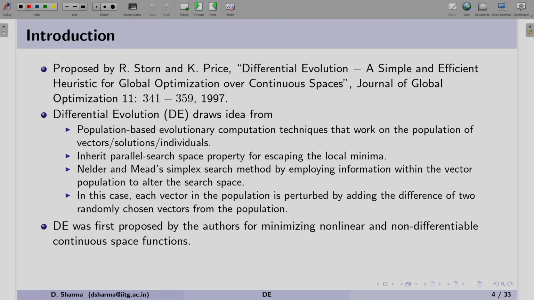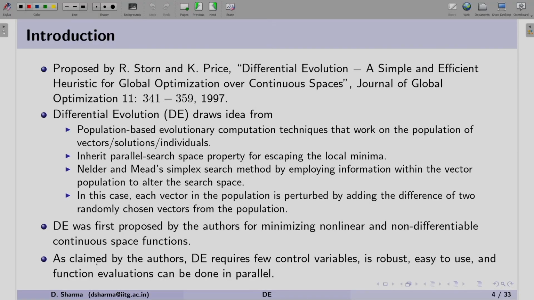As given in the first paper, DE was proposed by the authors for the minimization of nonlinear and non-differentiable continuous space functions. That was the main motive when DE was proposed. However, different variants of DE are now available that can not only solve such problems, but can also solve mixed integer programming problems as well.